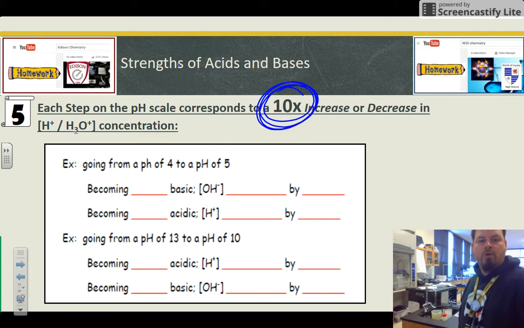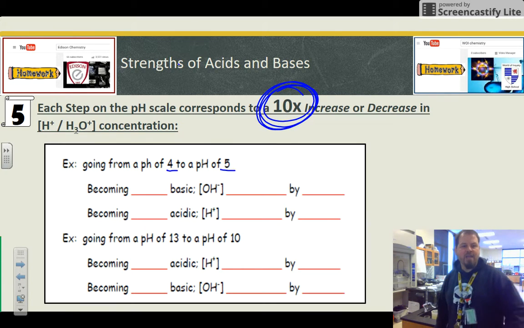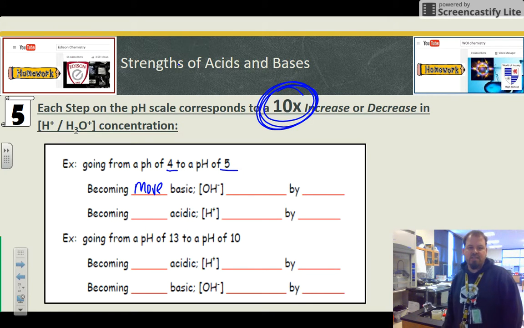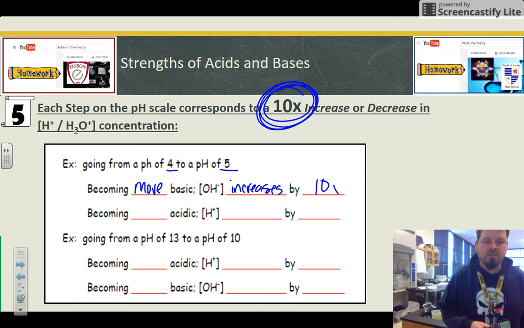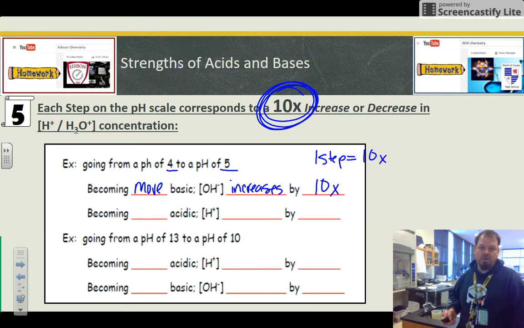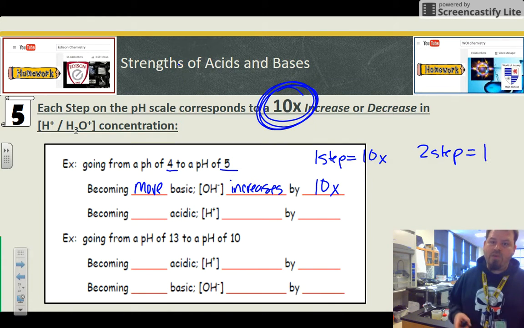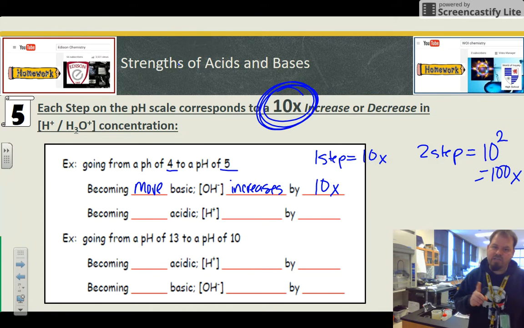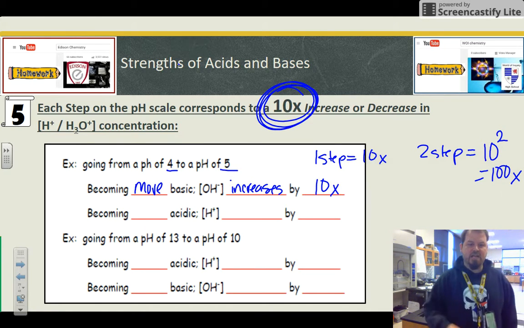If I'm going from pH of 4 to a pH of 5, I'm becoming more basic. So I'm increasing my basicity. So my OH concentration is increasing by a factor of 10 because in between 4 and 5 is 1. So then times 10 is 10. So one step is a times 10. Two steps is not 20. It's 10 times 10, which is 100. Okay, there's another key.